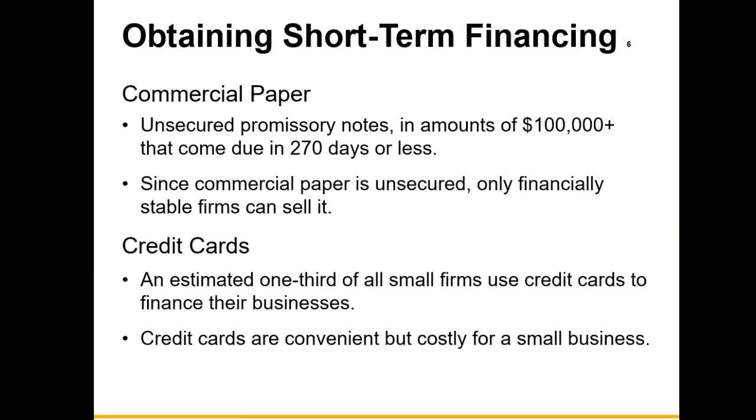Commercial paper is a loan between two business organizations, not a bank. Typically, commercial paper is an unsecured promissory note in amounts of $100,000 or more that comes due in 270 days or less. So this is short-term financing. Since it's unsecured, only financially stable firms can sell it. So if Company A does commercial paper with Company B, it's because they probably have a relationship with that company. They trust that they're going to pay the money back, and they have signed a promissory note.